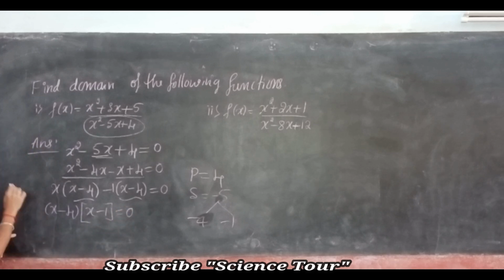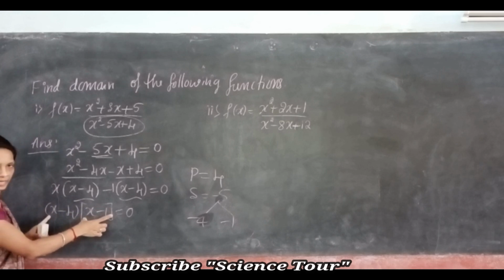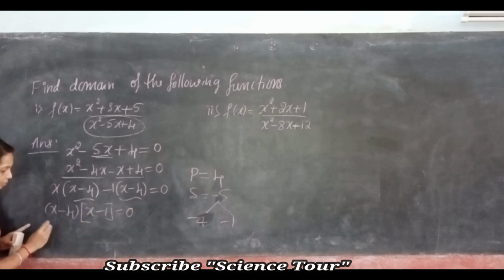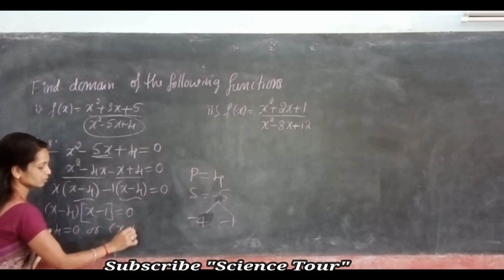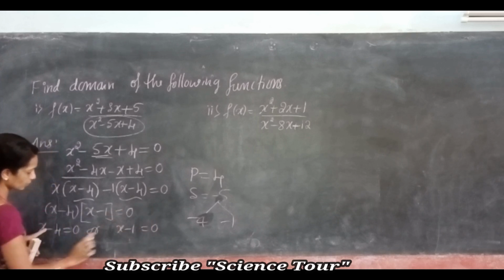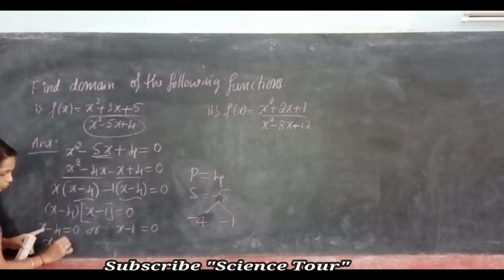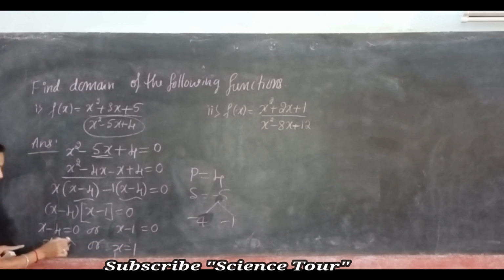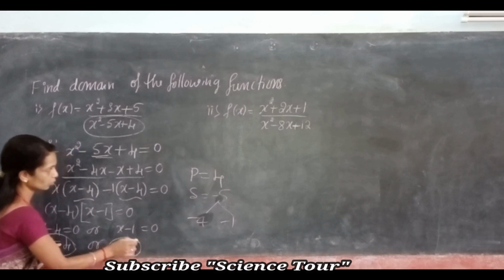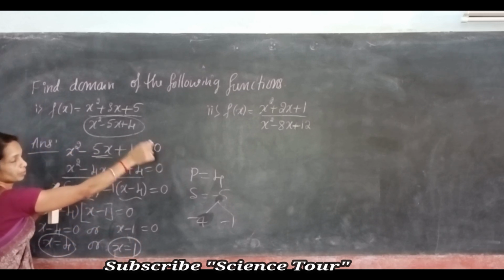Always keep in mind that if you have a product of two factors equal to 0, then either the first one is 0 or the second one is 0. Any one should be 0. So here you have a product of two brackets, so that equal to 0 implies what? Either the first bracket x minus 4 is 0 or the second bracket x minus 1 is equal to 0, right? From this what will you get? x equal to 4, and from this x equal to 1. That means if you take x equal to 4 or x equal to 1, then the denominator polynomial will be equal to 0.